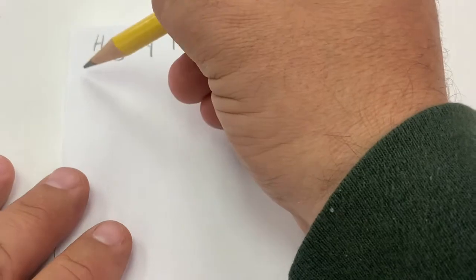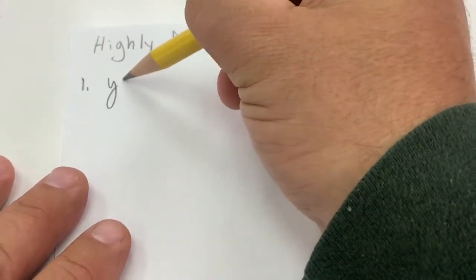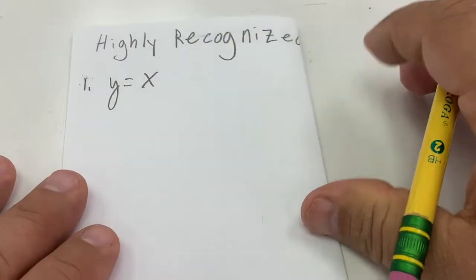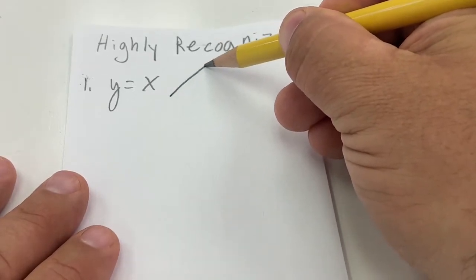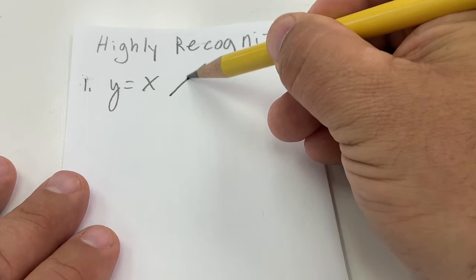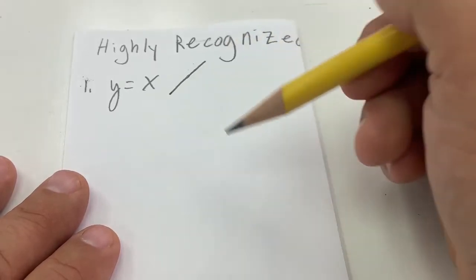The first graph I want to do is y equals x. And that's just going to look like a diagonal line. You're supposed to start at 0, 0, and then go up 1 over 1, up 1 over 1.